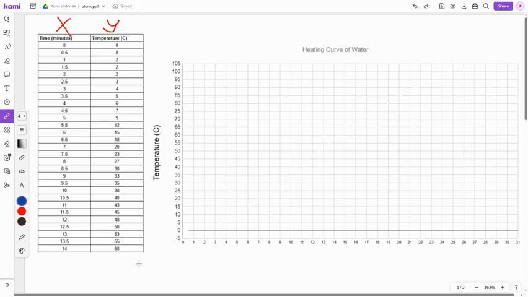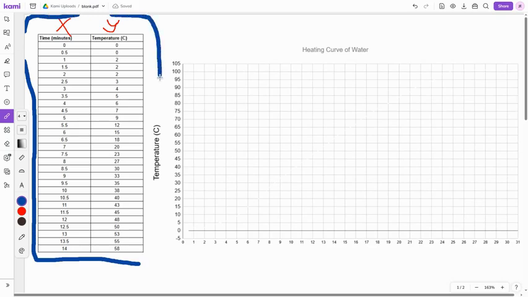Now, your data in your lab should look something like this table on the left side. This is on the last page of your lab. This is the data you collected. On the right, we have the graph that we're actually going to graph our data on. So according to your data, the left column, the time, goes on the x-axis, and the right column, the temperature, goes on the y-axis.